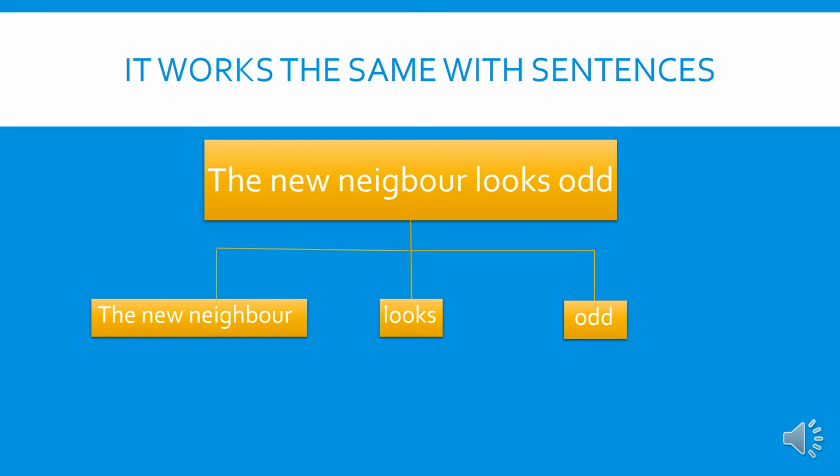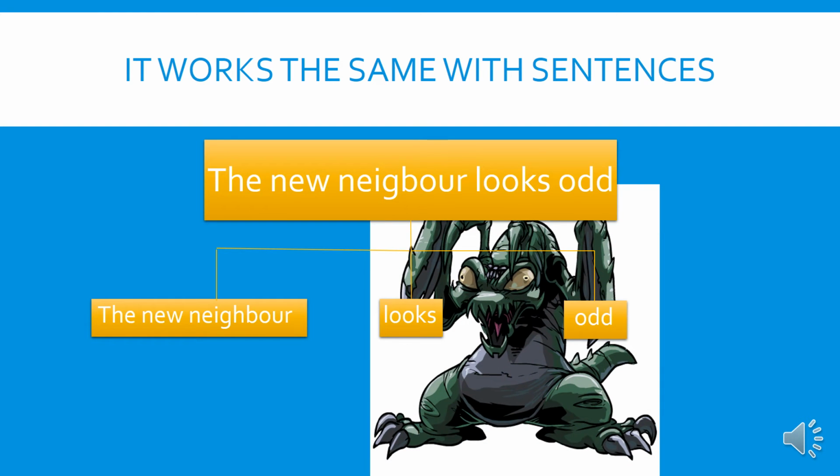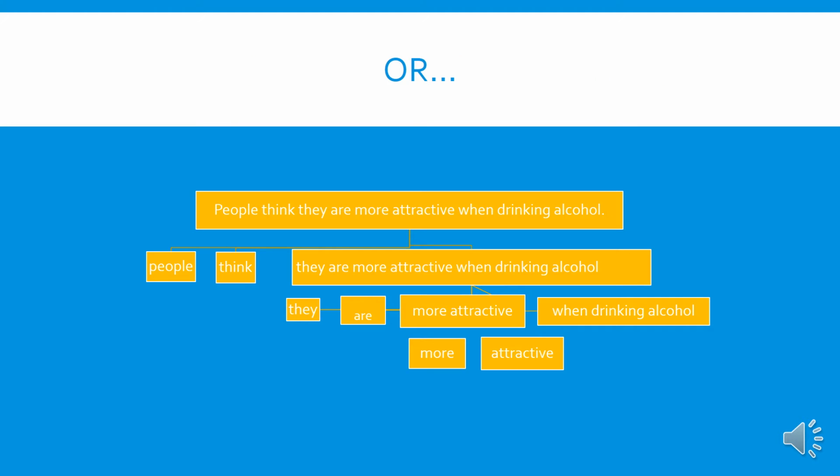And it works the same with sentences. If you look at this sentence, a new neighbor looks odd, you could analyze it and say it consists of three parts: the new neighbor, looks, and odd. Or you could even go further. In a sentence like this, people think they're more attractive when drinking alcohol, it consists of three parts: people, think, and they are more attractive when drinking alcohol. And then that last part, of course, consists of a lot of words as well. It's like a sentence on its own. So we can analyze that as well and go down and down until we come to the bottom of the sentence.